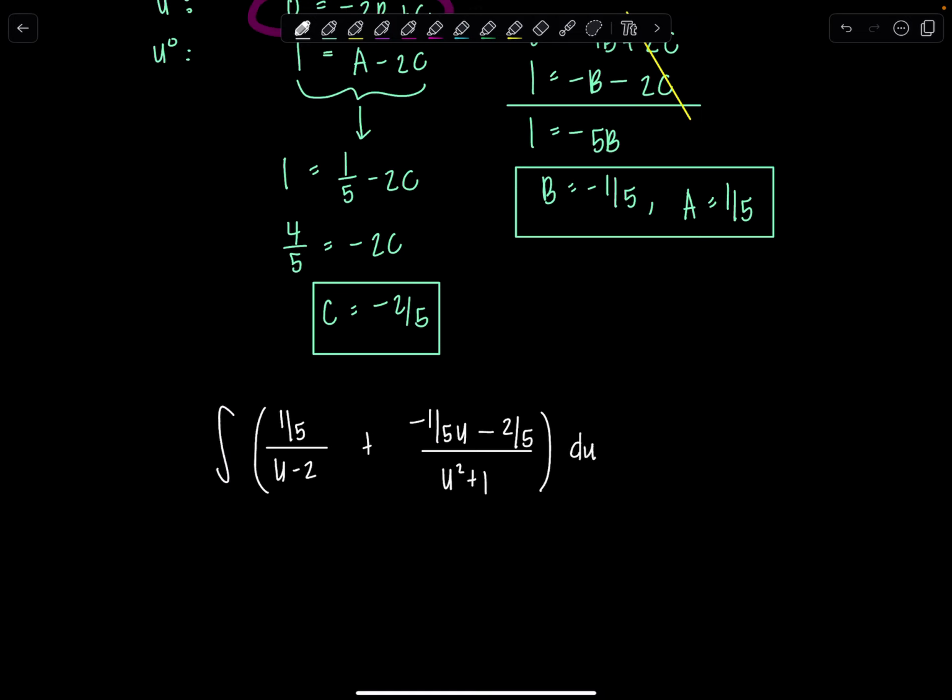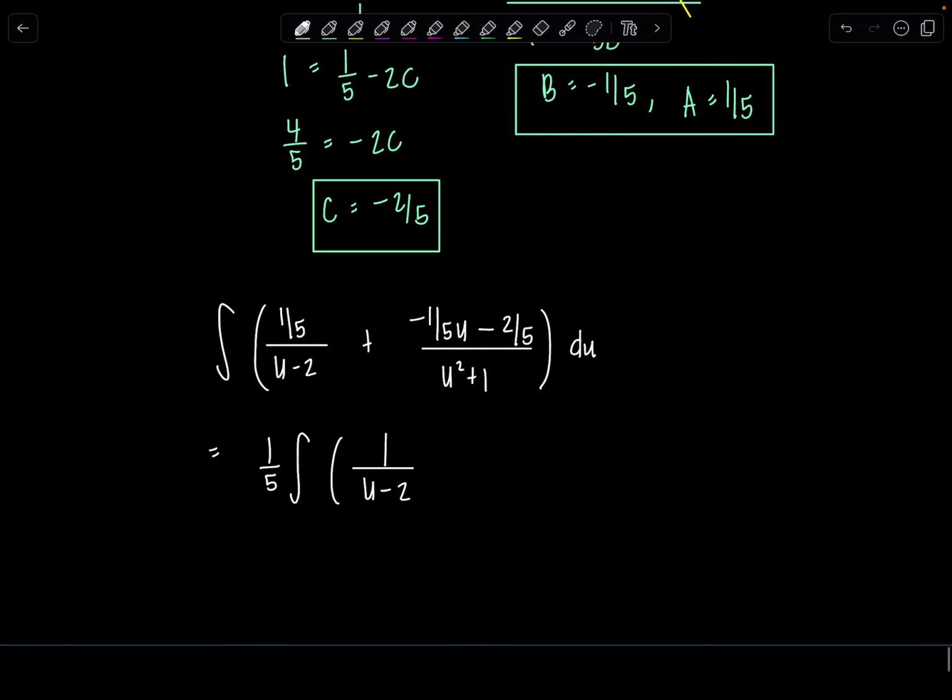So a couple things I'm going to do before I continue. Let's factor 1/5 out of the entire integral and just put it out front. It's going to look so much better. Then you just have 1 over u minus 2. And then I'm also going to split the numerator and write each of the terms from up top separately over u squared plus 1. So now I'm going to have minus u over u squared plus 1 minus 2 over u squared plus 1 du. And it already looks so much better with that 1/5 outside.